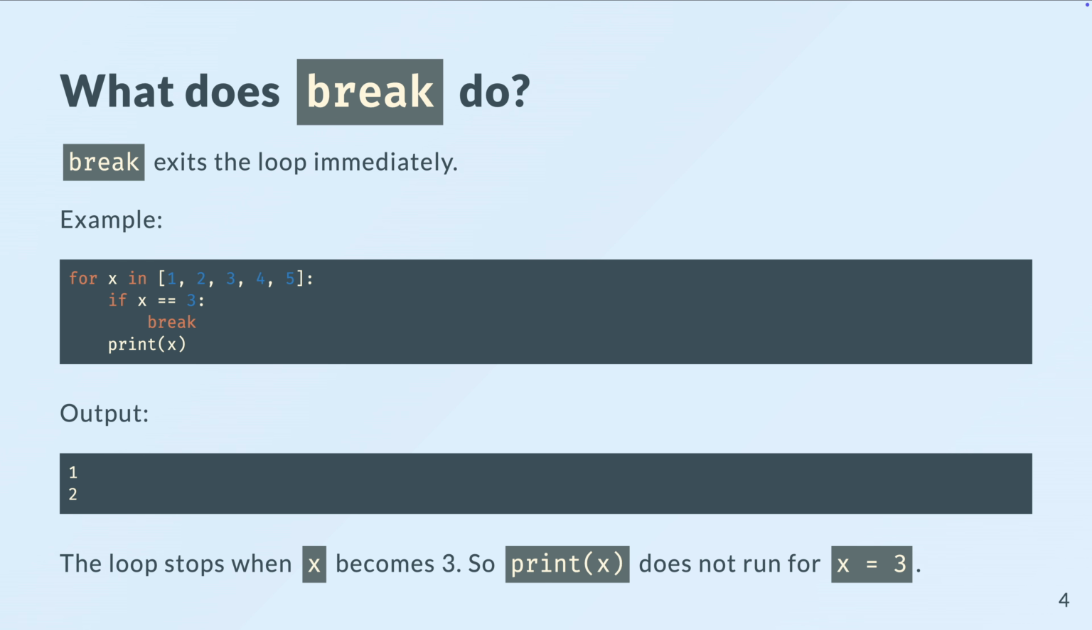Let's check. The output is 1, then 2. Here is why. When x is 1, the if condition is false, so we print 1. When x is 2, the if condition is still false, so we print 2. When x becomes 3, the if condition is true, so break runs. That stops the loop immediately. So we do not print 3, and we do not print anything after 3.